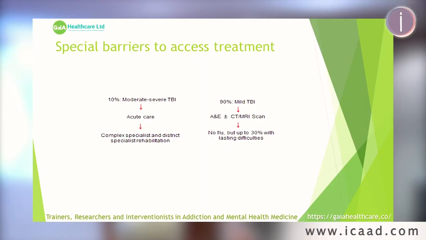What are the special barriers to accessing treatment? Only 10% of traumatic brain injuries will go to acute care. 50% will have findings in the MRI. From those 50%, 10% will have severe symptoms immediately after the injury, and our treatment system focuses on that 10%. Even if you have findings in the MRI and the symptomatology is not high immediately after the trauma, you are going to stay a day or two as an inpatient in the acute hospital, and then you're going to go home.